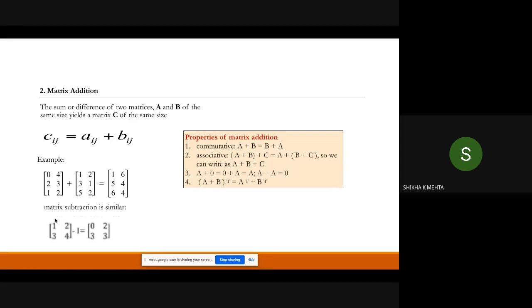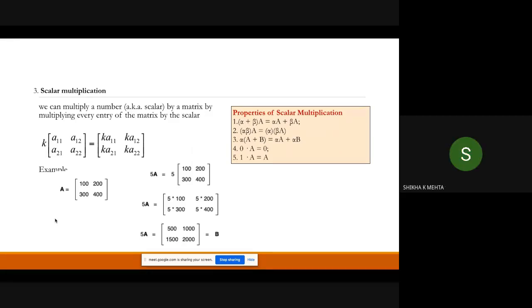The properties of matrix addition: they are commutative, A plus B is equal to B plus A. They are also associative, and when we add 0 to a matrix, it is again the same matrix, and when we subtract the same matrix from itself, we get a 0 matrix.